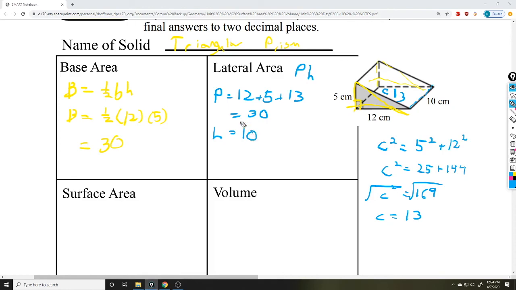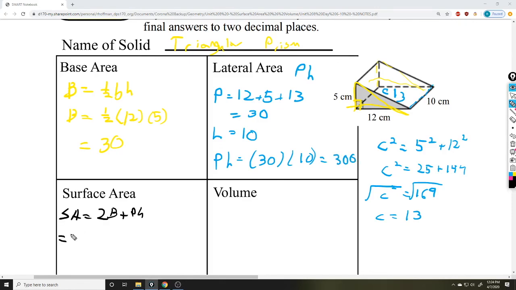So if you want to know how you know what the height of the prism is, look for a length that connects the bases together. So the length that connects these two triangles together is going to be the height. It either connects the front to the back or the bottom to the top, depending on how it's drawn. Perimeter of the base times the height. Perimeter was 30, and our height was 10. And so that's going to be 300.